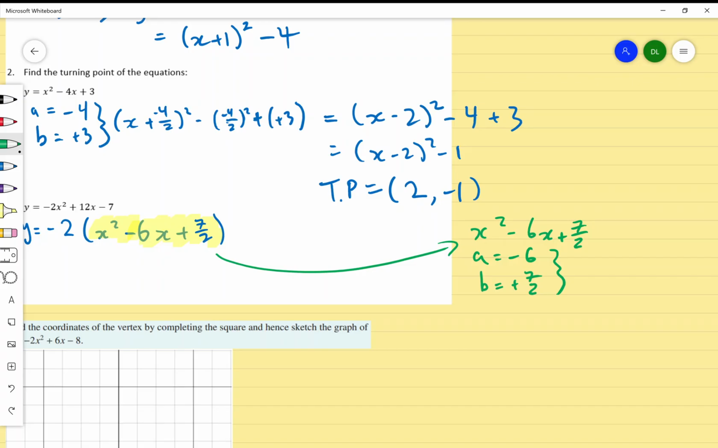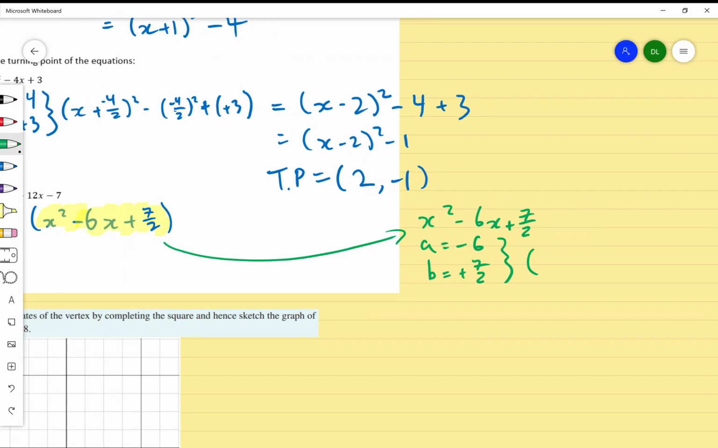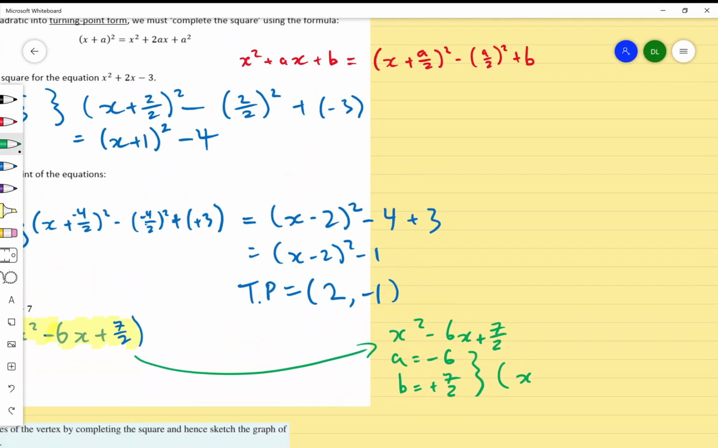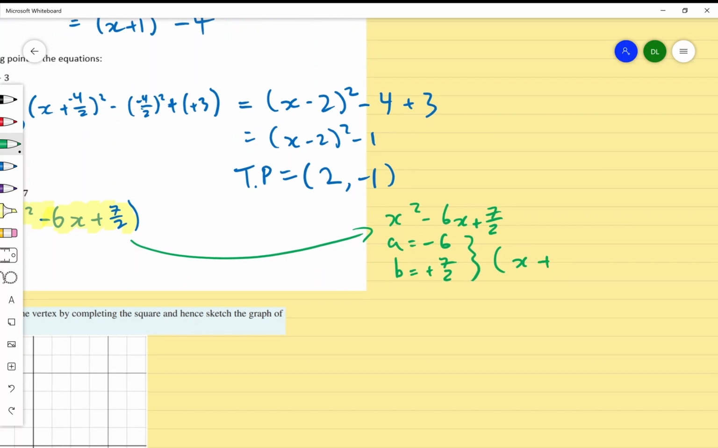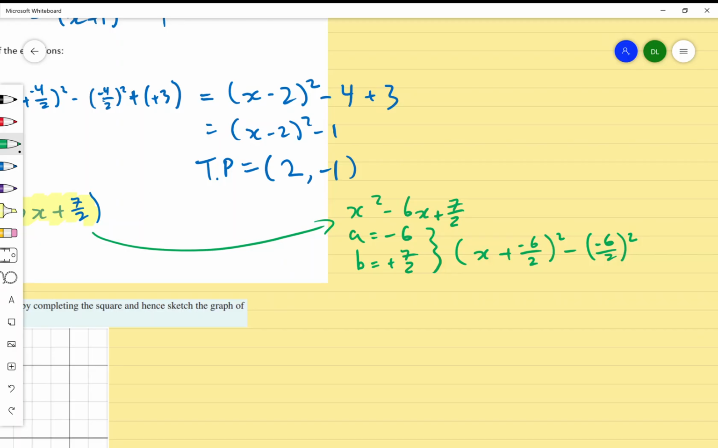I'm going to use my formula, and I'm going to get brackets x, and this is referring to the formula we used above. Do you guys want me to copy it down? No, I'm good. Okay. X, and then I'm going to add A over 2, so negative 6 over 2, squared. And then I'm going to choose minus a over 2, which is negative 6 over 2, squared, plus b, which is 7 over 2. I'm going to simplify that.